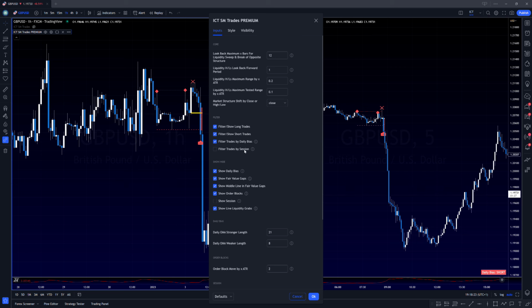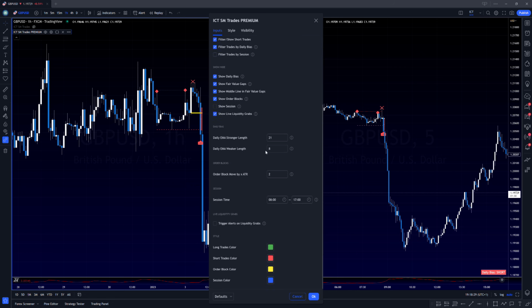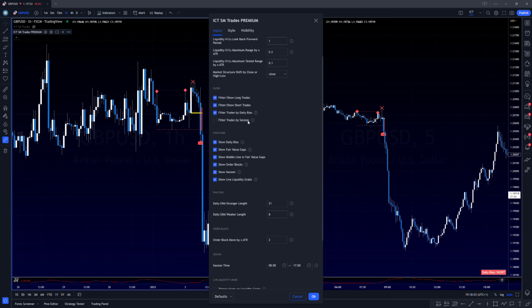Okay, and the next thing is filter trades by session. I can set the session time here. I have set it from 8 AM to 5 PM. This is the New York time zone, and so I can show the session, so we see it, and we can filter trades by session.